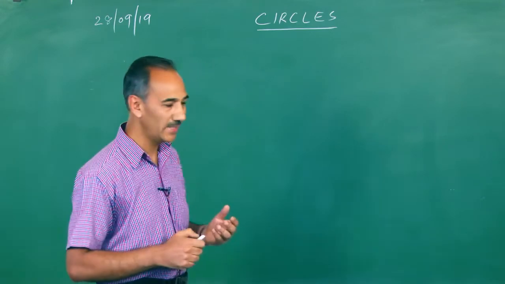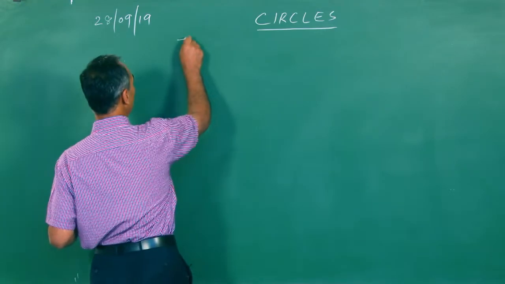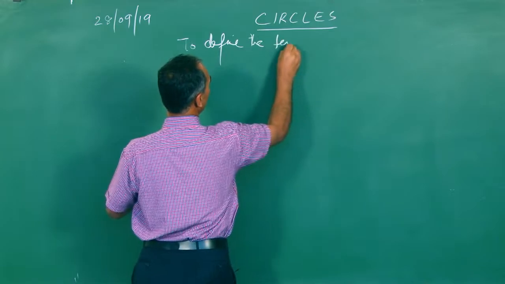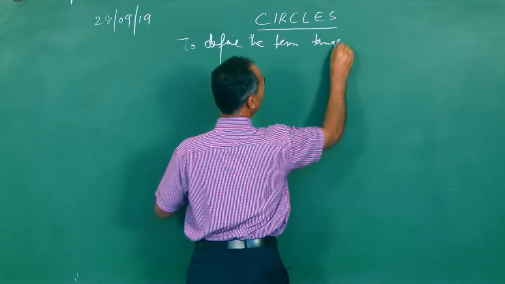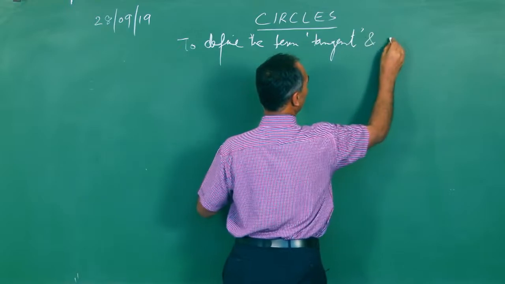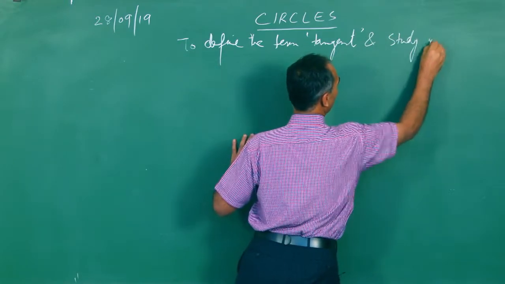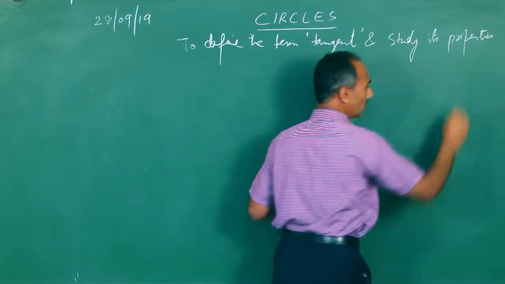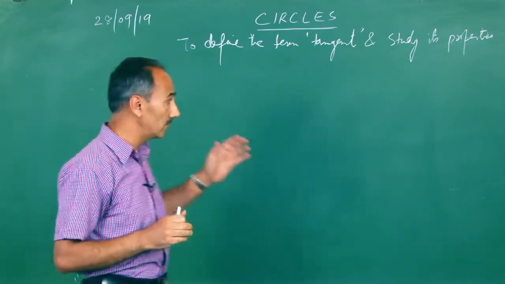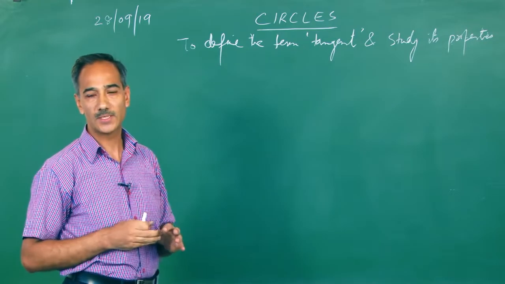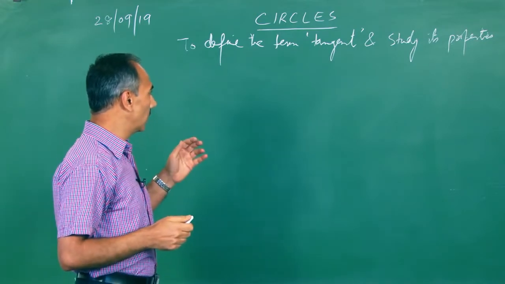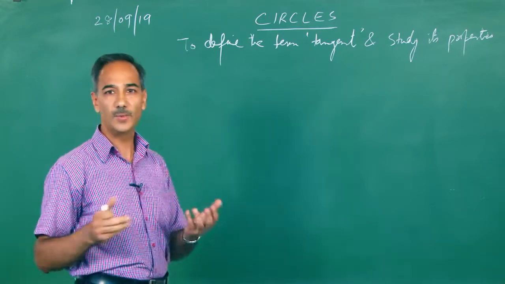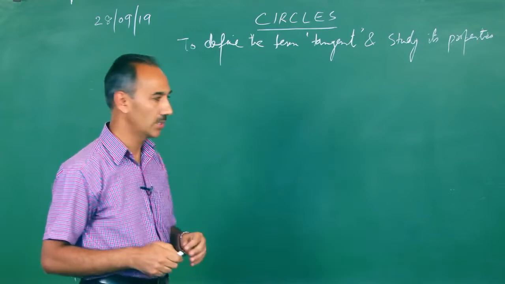So we'll be defining the term tangent. Let me write the lesson objective: to define the term tangent, and we'll try to study its properties. So let me try my best to explain the term tangent and what its different properties are as far as a circle is concerned. You haven't heard of the word tangent in grade 9. This is a new term for you. Let's try to see what we mean by the term tangent, and after that we'll study its properties.